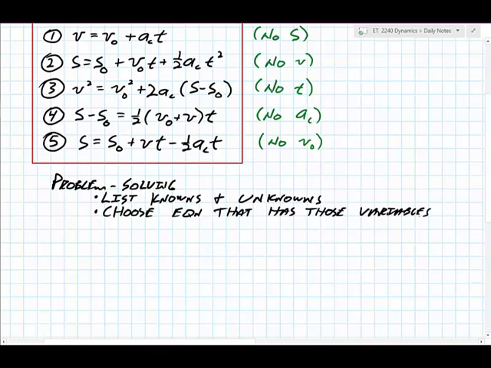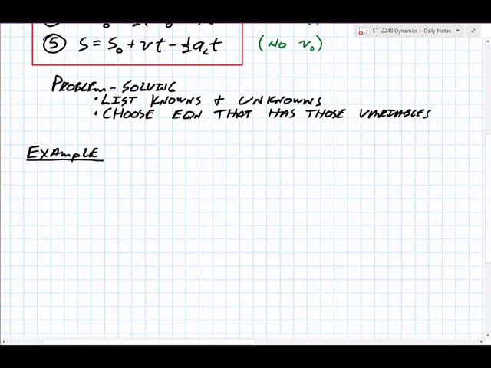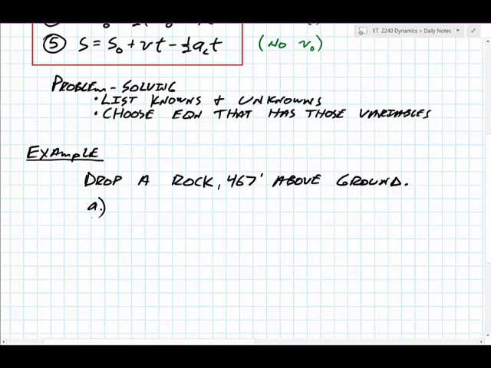So let me show you an example of how we would do something like that. Fairly simple example. Let's say we're going to drop a rock. Nothing more fun than dropping a rock off a building. And we're going to drop a rock, and this rock is going to be 467 feet above the ground. The first part, A, is how long does it take before it hits the ground?